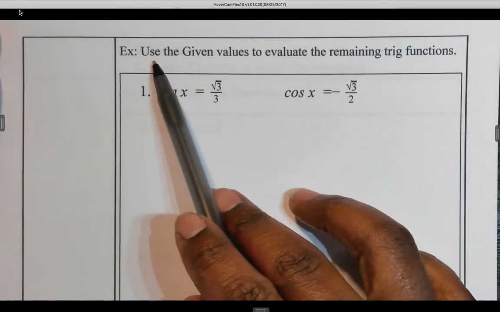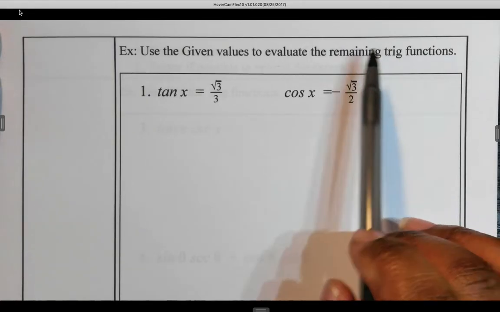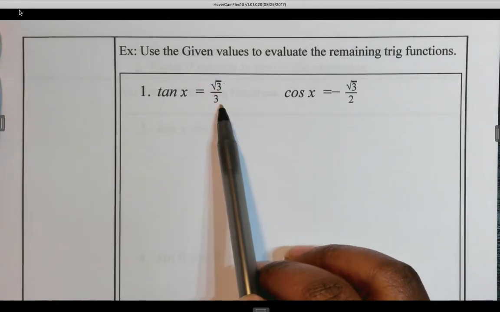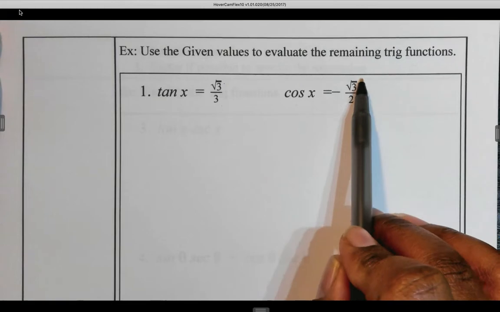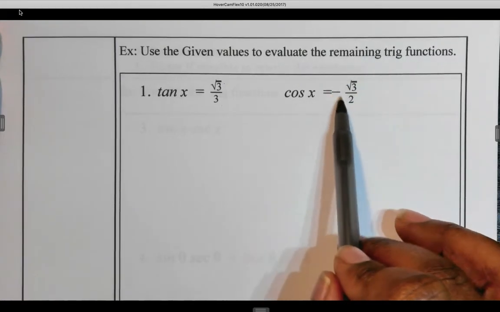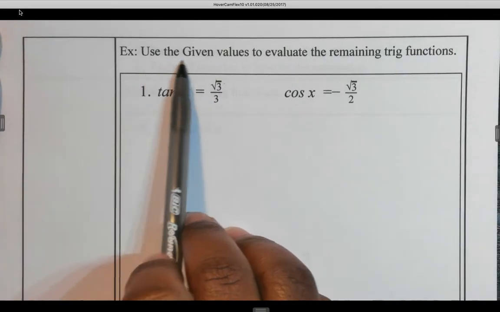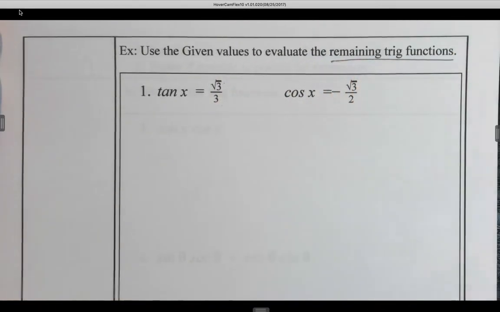Okay, so this example says use the given values to evaluate the remaining trig functions. We're given that tan x equals square root of 3 over 3 and cosine x equals negative square root of 3 over 2. So automatically I see a root 3 over 2. I know that this is probably on the unit circle. I can use the unit circle to help me out. So what are we asked to do? We're asked to use these given values to evaluate the remaining trig functions.